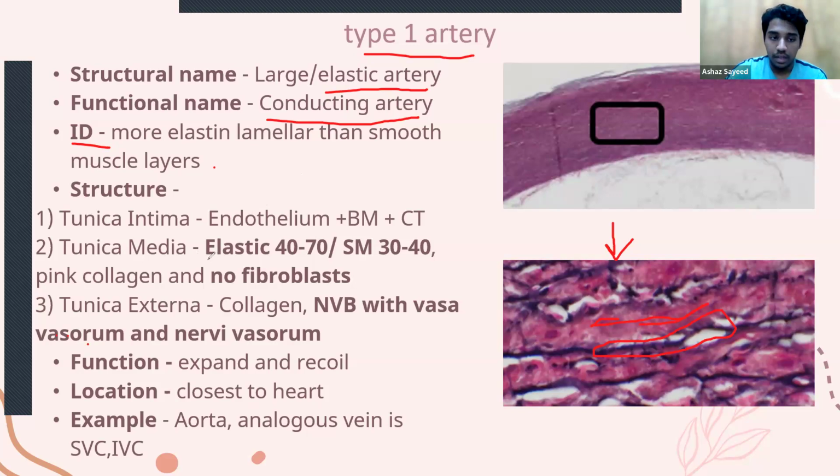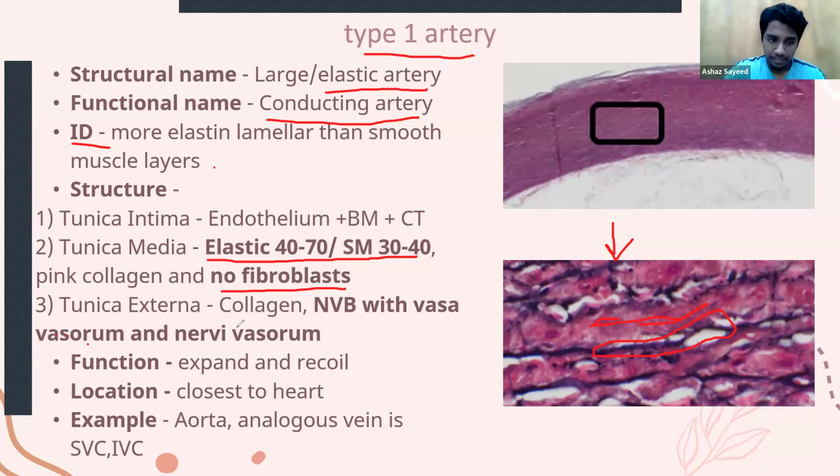Tunica media, know these important points. In the tunica media you have 40 to 70 elastic layers, and you have only 30 to 40 smooth muscle layers, so almost half. And you do not have fibroblasts. The fibroblast thing is going to be an important determining characteristic for the other arteries.